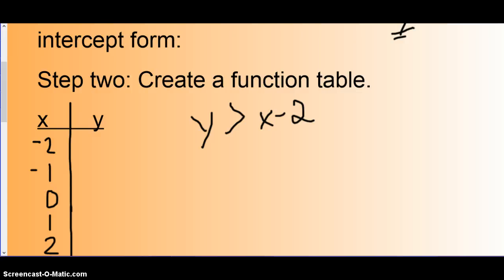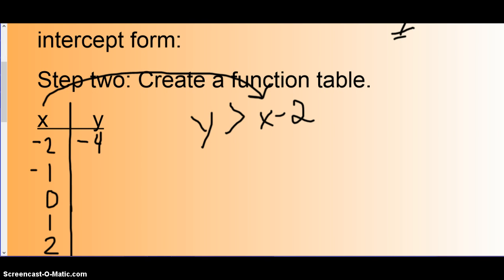And as you know, I like to use -2, -1, 0, 1, and 2. Where you're substituting in your x. Remember, x is your input. So you're going to be inputting these numbers into this equation where x is located. So our first one, we've got -2. So when we substitute in -2 for x, we've got -2 minus 2. That's going to give you a -4.